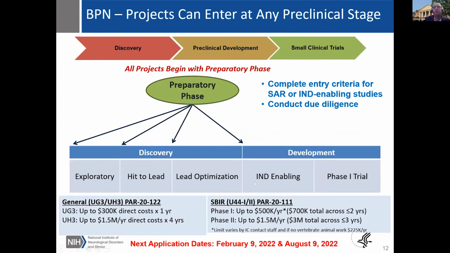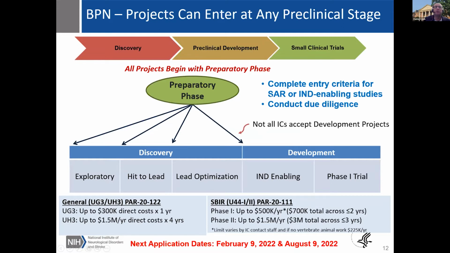So what we do here is we have a U44 fast track mechanism, and we have a UG3 UH3 mechanism. This U44 is only for SBIR eligible organizations, and you have to follow all the SBIR rules. What you see here are the budgets for NINDS, but other ICs have different budgets. So if you're going to come in through the SBIR, please talk to me first, and we can give you some guidance.